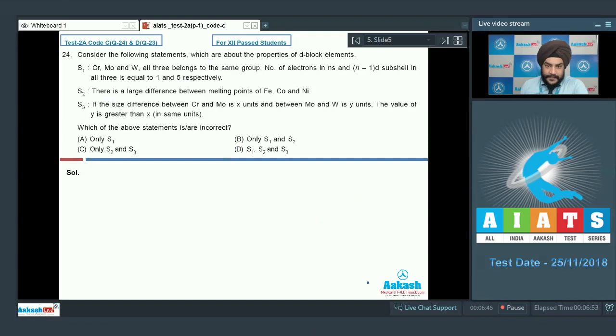Consider the following statements which are about the properties of the d block elements. Statement 1. Chromium, molybdenum and tungsten all three belong to the same group. This is correct. So the number of electrons in the ns and (n-1)d subshell in all three is equal to 1 and 5 respectively. Students, we know that the configuration of chromium is 4s1 3d5.